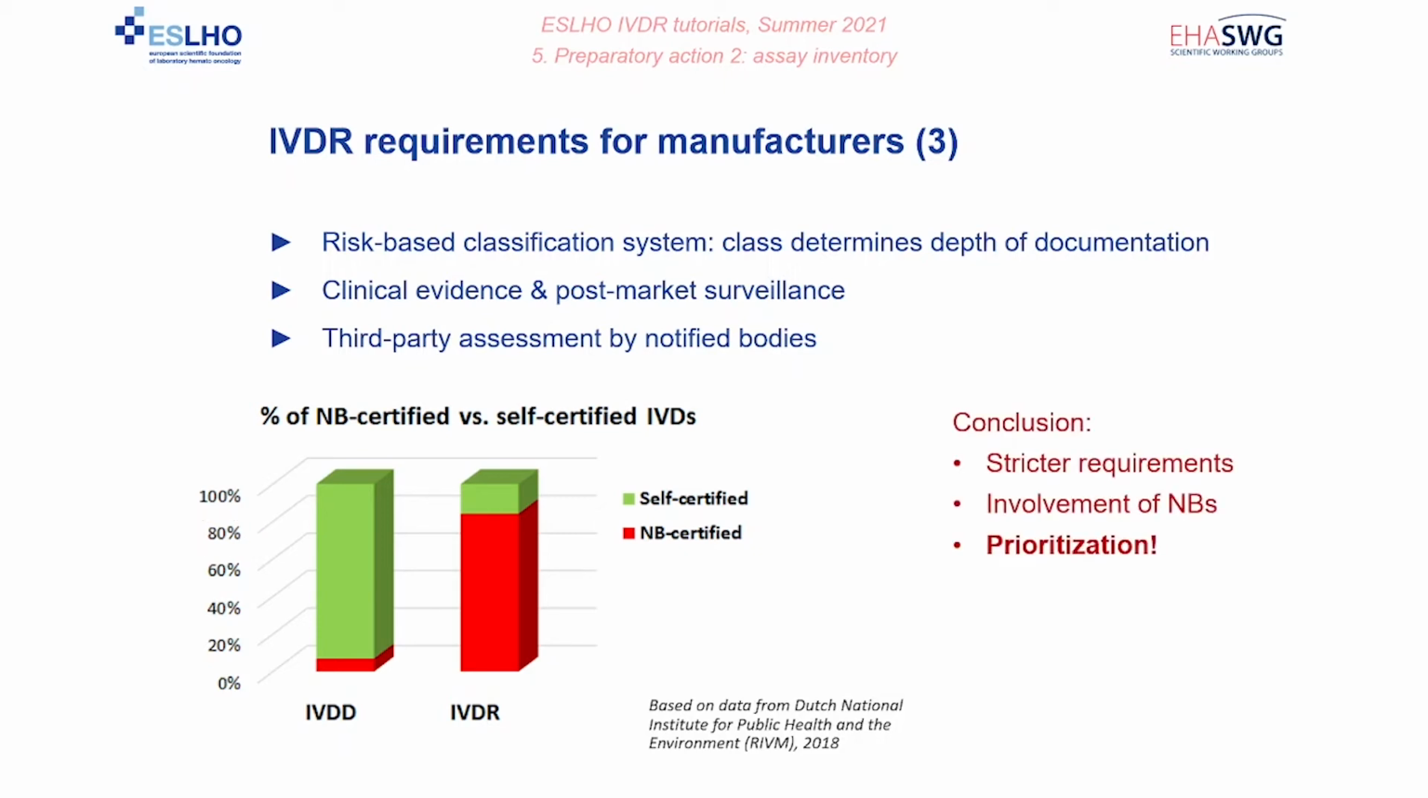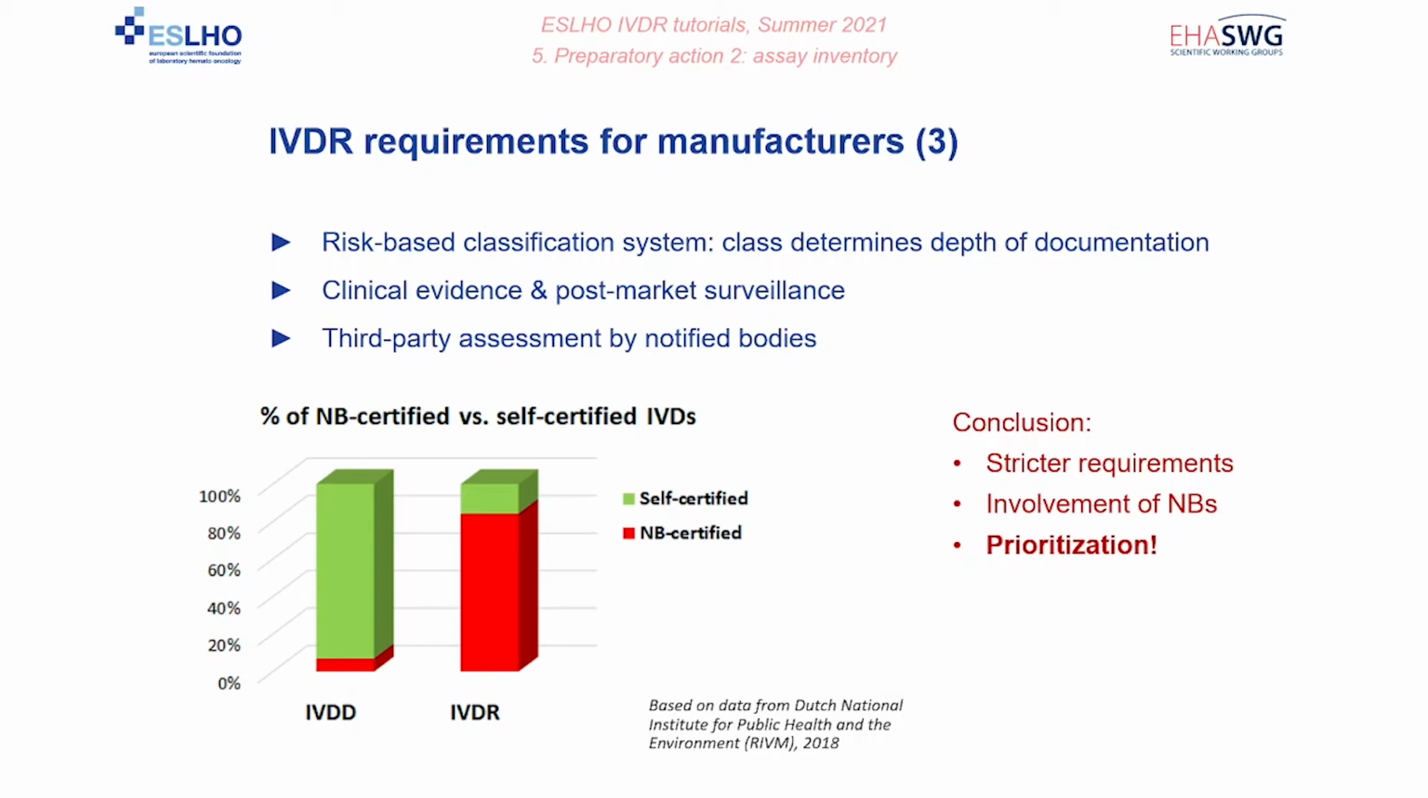What does this mean for manufacturers? There are stricter requirements that will really take some effort to meet. In addition, there's a much higher involvement of notified bodies, and with a limited number of notified bodies available at this moment, this is really a bottleneck.